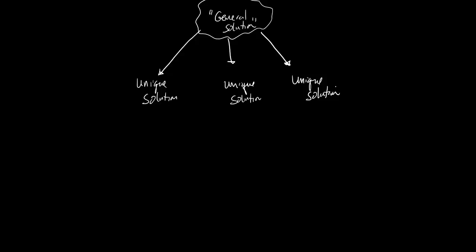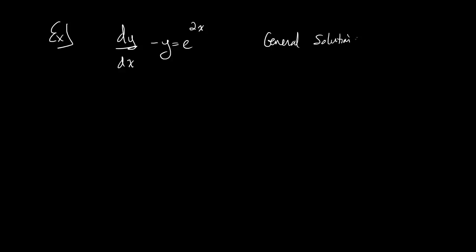So let's go ahead and look at that prior example of dy dx minus y equals e to the 2x. And we said there is a general solution of y equals e to the 2x plus c e to the x. And again, in this video, we're not learning how to determine the general solution of a differential equation.